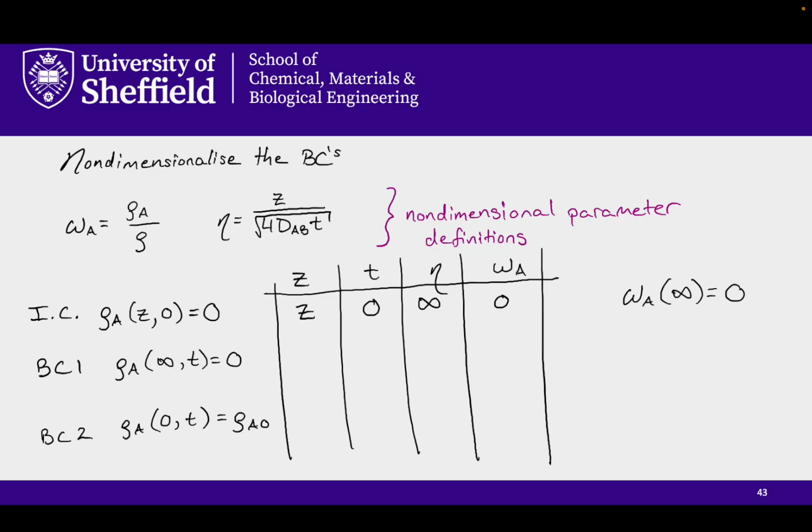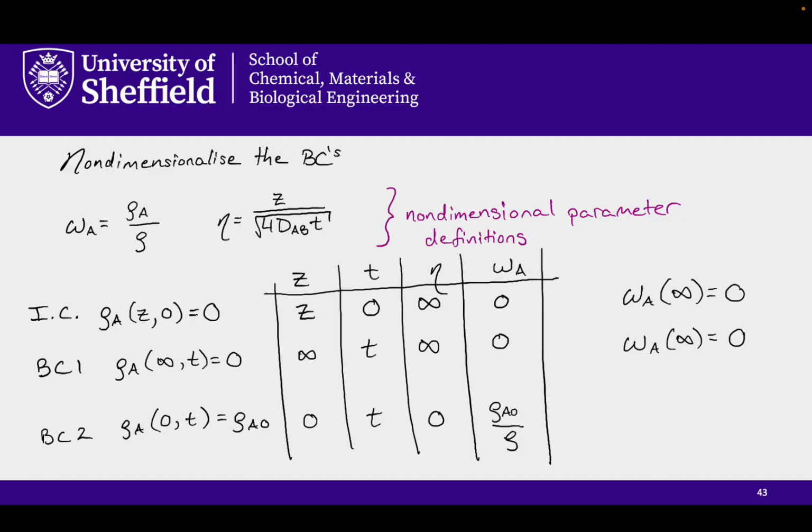Turning to our boundary conditions, we have one at z equal to infinity and t all times. Plugging that into eta, we again get eta equal to infinity. And then if we plug in rho a equal to 0, omega a equals 0. So here's our non-dimensional boundary condition, and we see that it's the same as the first one, which is a good sign because we want 2 of our boundary conditions to collapse for a similarity solution.